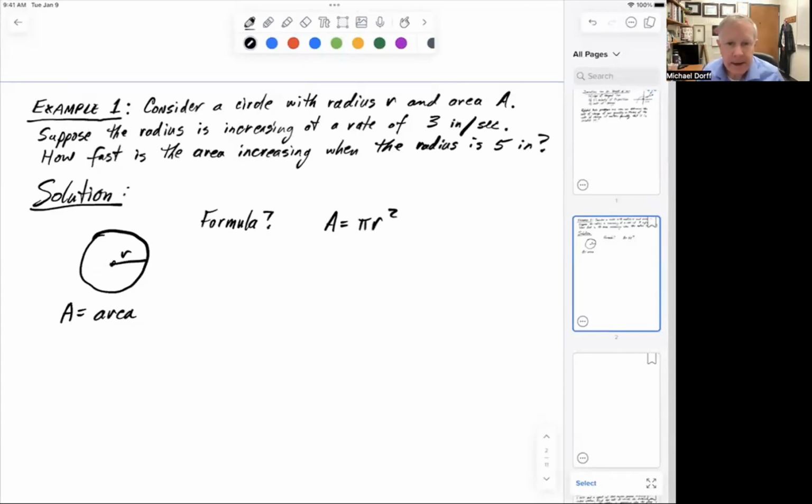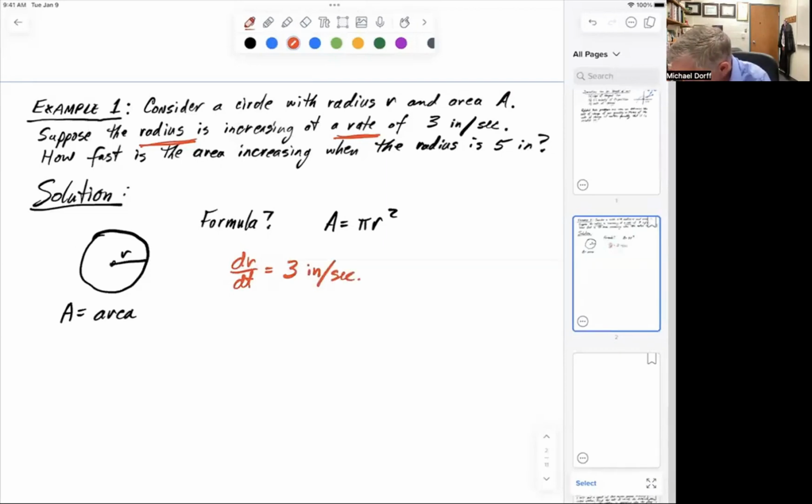Now, when it says the radius is increasing at a rate, the word rate there means that we're going to have a dr/dt. As time increases, the radius increases. If the time decreases, which I'm not sure how that would happen unless we go back into the past, then the radius would decrease. But the radius is changing with respect to time. That's what comes in here when we say the radius is increasing at a rate of 3 inches per second. We can put that as dr/dt is 3 inches per second.